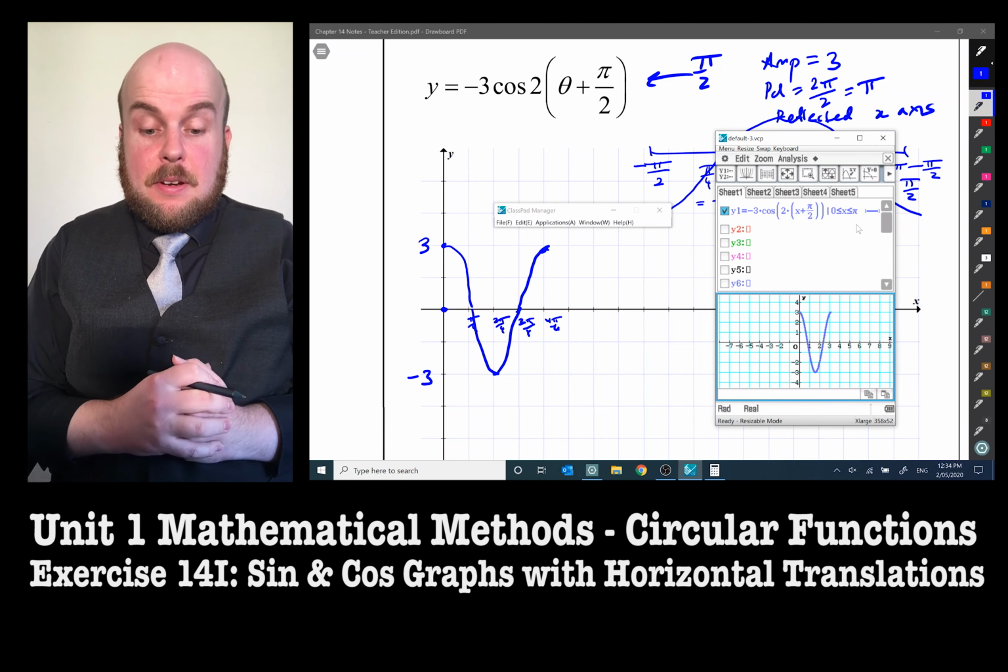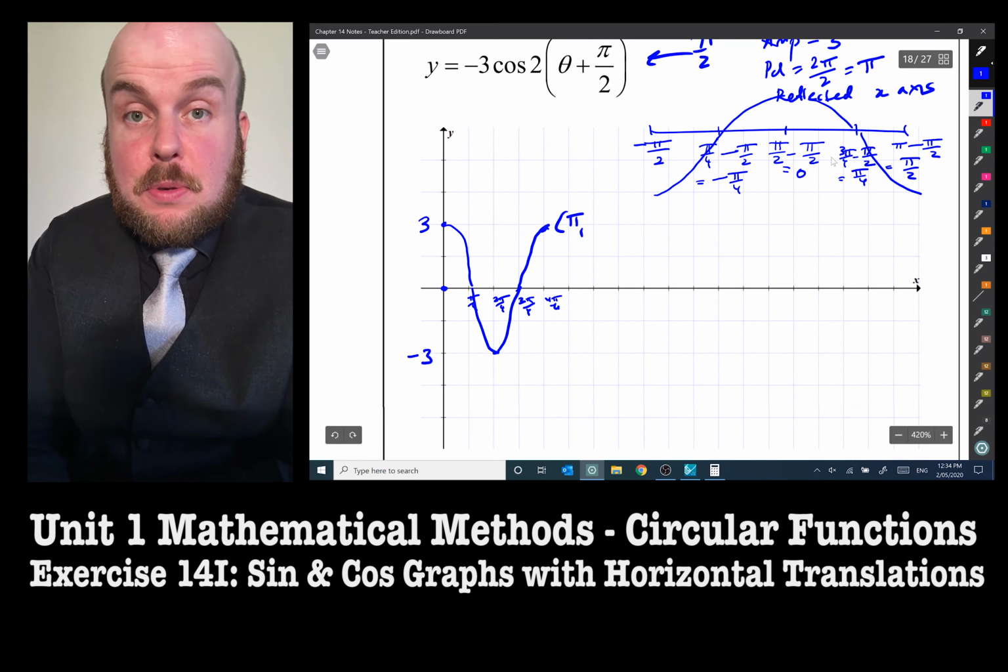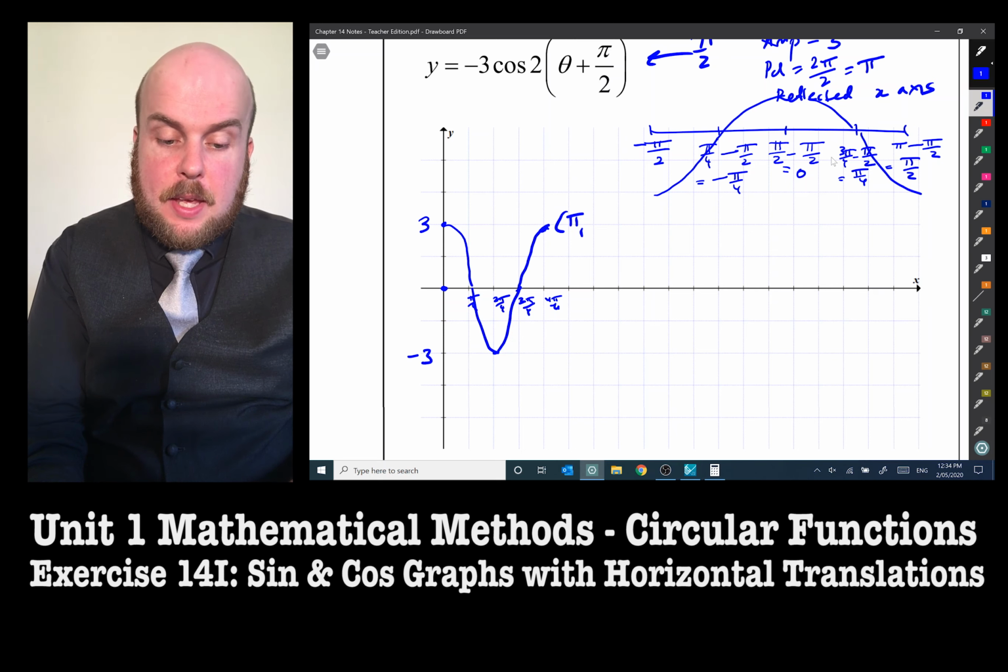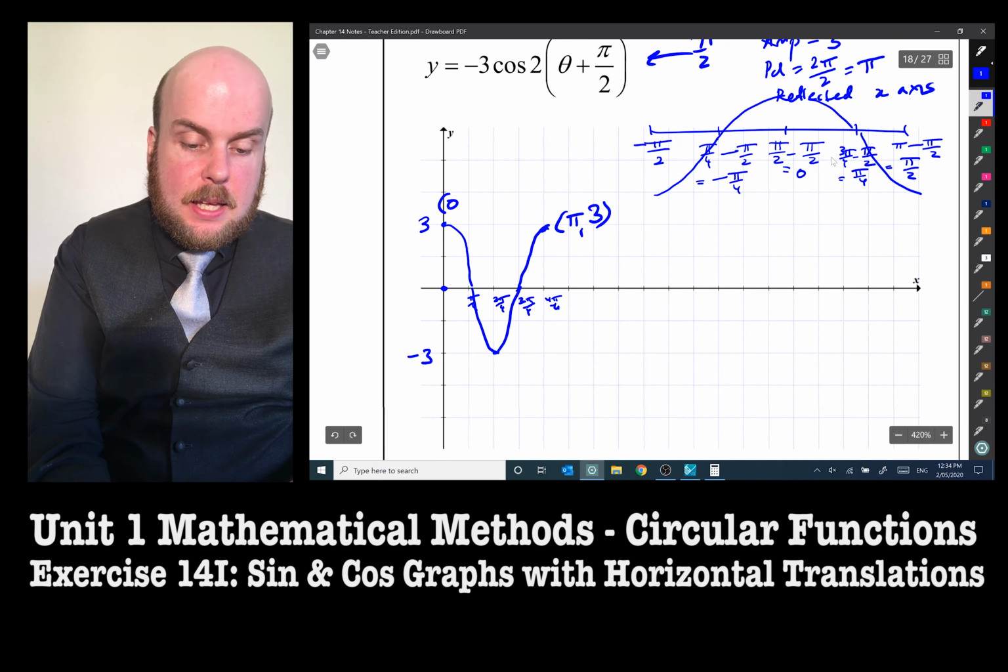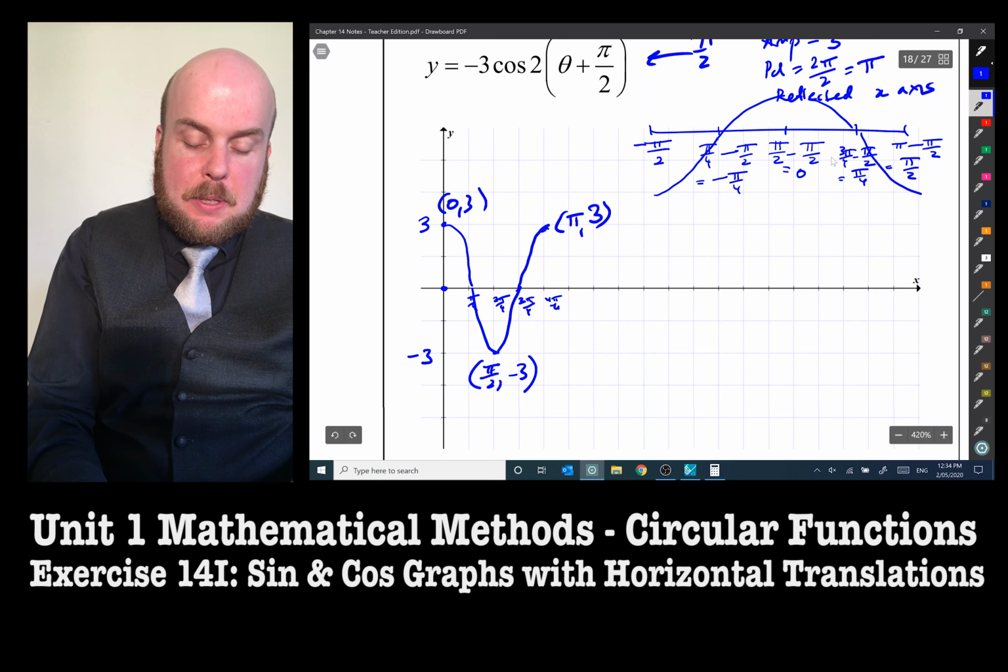And confirmed on the calculator, we have drawn one complete cycle. When doing these, please always make sure that you've put in all of the endpoints and things like that as well. And when you're labelling these, always make sure to use the simplest fraction.